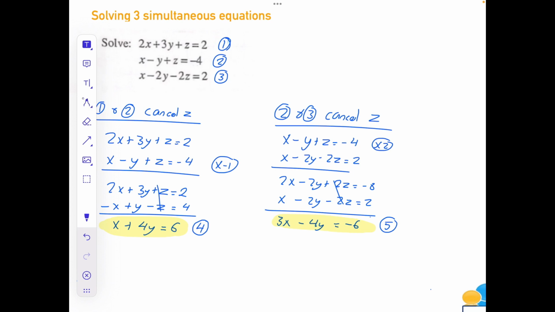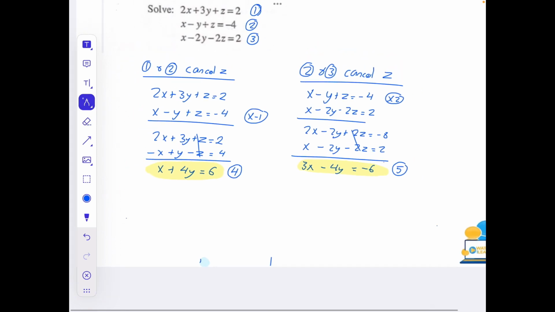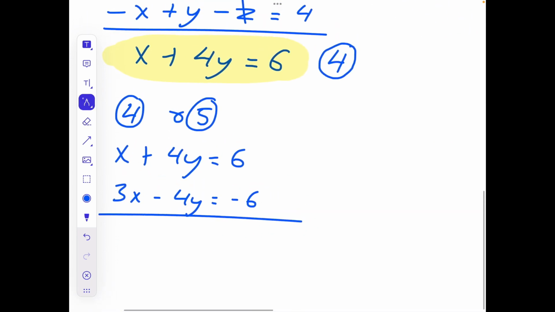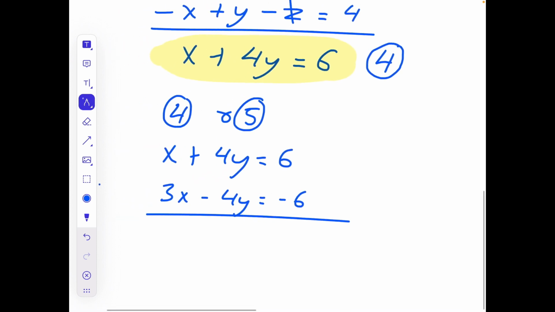So we've done 1 and 2 and we've cancelled z. We've done 2 and 3, we've cancelled z. Now we're going to take equation 4 and 5. So we have x plus 4y is equal to 6, and 3x minus 4y is equal to -6. Now, what I was saying earlier about your Junior Cert simultaneous equations being very important, we are now back to a Junior Cert simultaneous equation.